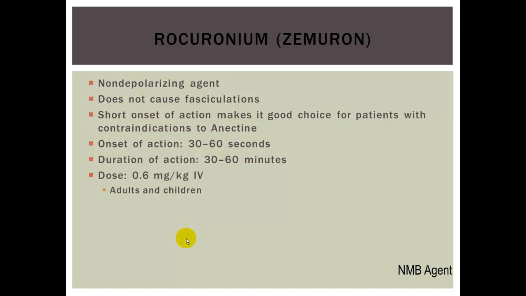Rocuronium, or Zemuron, is a non-depolarizing agent and, again, does not cause fasciculations. Its short onset of action makes it a good choice for patients with a contraindication to Anectine or Sux. Onset of action is 30 to 60 seconds. Duration of action is 30 to 60 minutes. The dose is going to be 0.6 milligrams per kilogram, and this is for both adults and children.